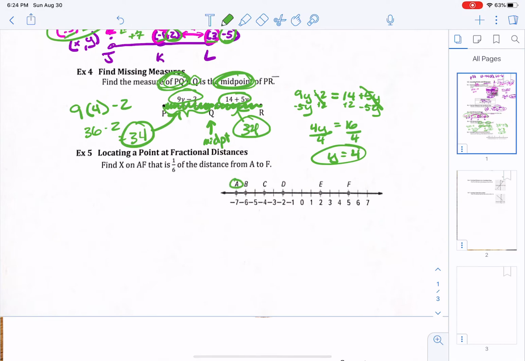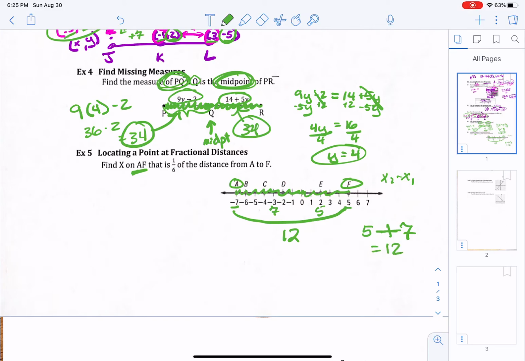Okay, all right, find x on AF. So from A to F, they're saying on AF. A is at negative 7, F is at 5. Great. How far is it from negative 7 to 5? Well, it's 7 units from negative 7 to 0 and 5 units from 0 to 5, which is a total of 12 units apart, okay? Or you could do 5 minus a negative 7, that's x2 minus x1. So that gives me 12 units. So 12 units in between A and F, okay?